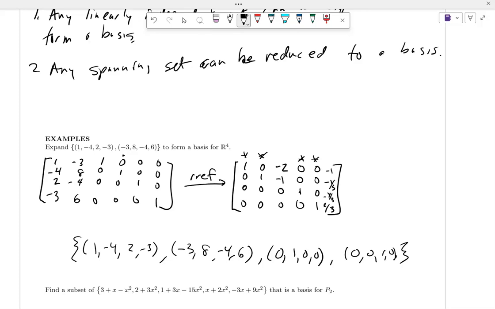Let's do a different one before we go to that last one. I want to look at part B of number 1 here on this sheet.